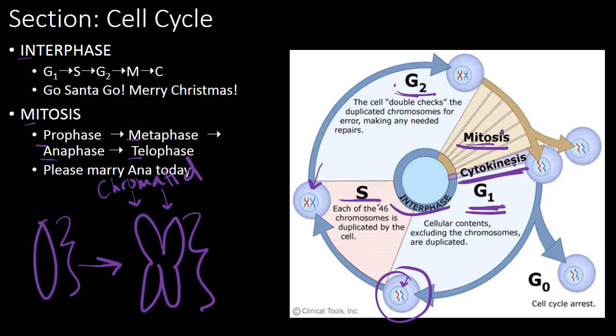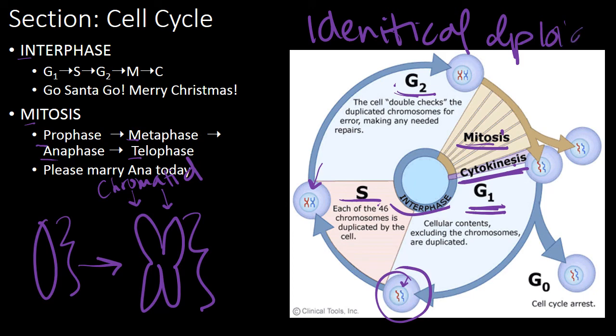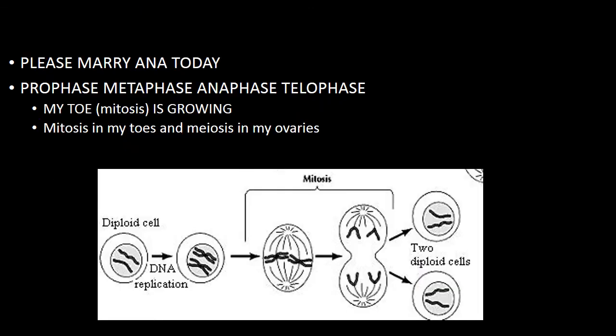Alrighty, what do I get at the end of the cell cycle? Why am I even doing this? I'm getting out two identical cells, and the important thing about these cells is they're going to be diploid, which means they're going to have a full set of mom and dad chromosomes. I didn't do anything to the chromosome number, okay? So they're going to get a full set. Let's look at mitosis itself. Again, remember that's please marry Anna today: prophase, metaphase, anaphase, and telophase.